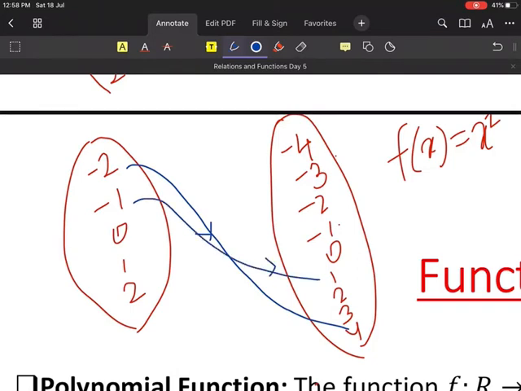Very good. -1 will be? -1 will go towards 1. That's right. 0 will go towards 0. 1 will go towards 1, the same thing, right? And 2 will go towards 4.